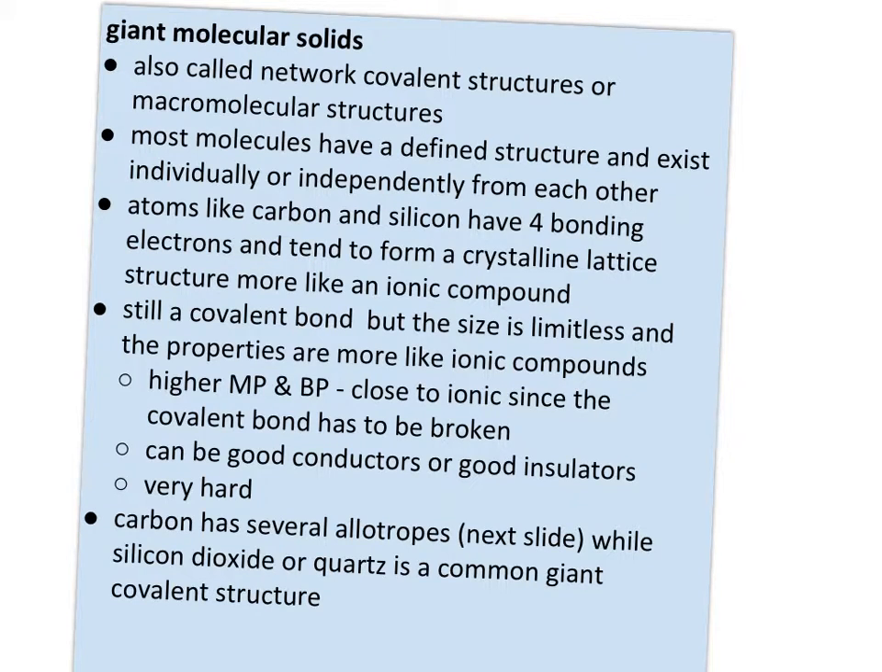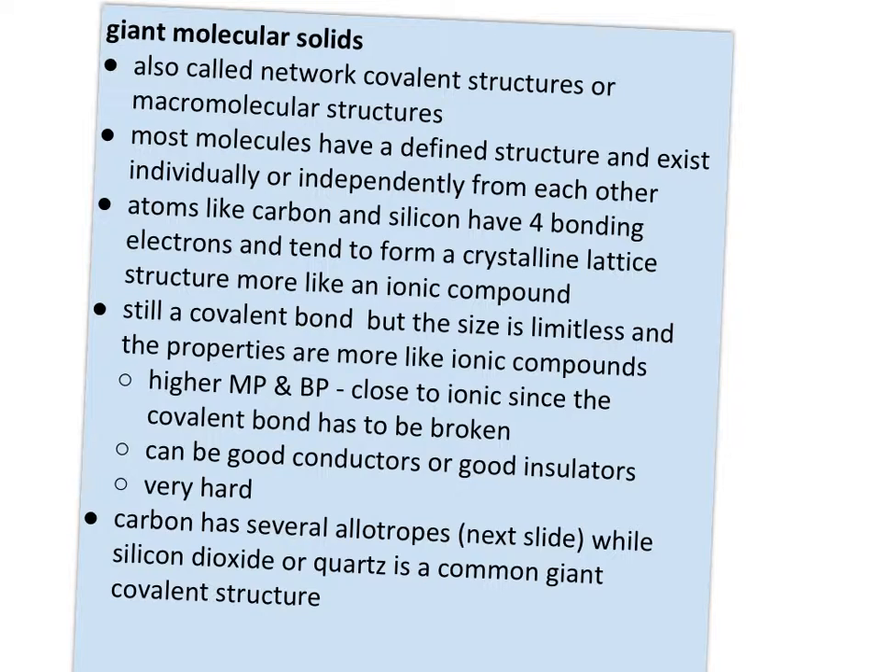Another structure to bring up with covalent bonds is this idea of giant molecular solids. They're also called network covalent structures or macromolecular structures, meaning giant molecules. Most molecules have a defined structure and exist individually or independently from each other, like O2 molecules floating around us, H2O molecules. But atoms like carbon and silicon have 4 bonding electrons, and it would take about the same amount of energy to either transfer them as an ionic bond or to share them.